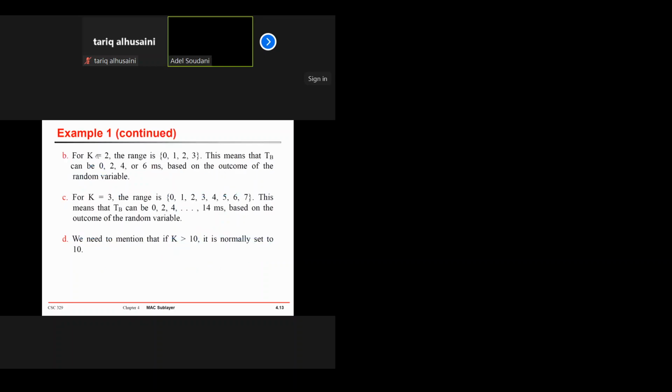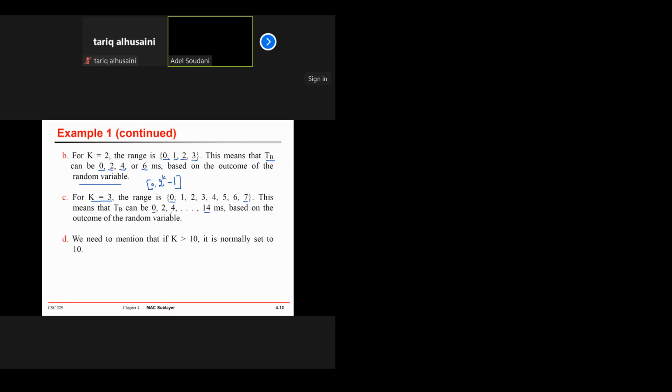Okay, then if K is now equal to 2, in that case the range will be in the interval 0 to 2 to the power K minus 1. If K is equal to 2, 2 to the power K will be equal to 4, and therefore it will be 0, 1, 2, and 3. This means that the backup time can be equal to 0, 2 milliseconds, 4 milliseconds, or 6 milliseconds, based on the outcome of the random value. For K equal to 3 now, it will be from 0 to 2 to the power 3, which is equal to 8, minus 1, so from 0 to 7. And every time we have to multiply by 2, so we will get from 0 to 14 milliseconds as a waiting time.